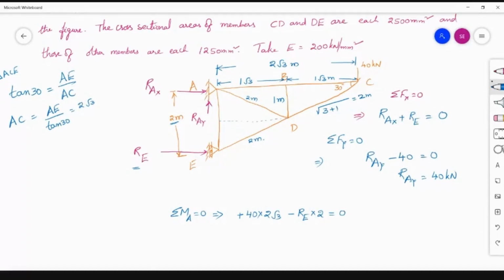So this will give you the value of RE, which is 40 into root 3. Just do the simplification and you will get the value of RE, 69.28. But I will keep it in root 3 only. Why? Because the decimals, everything we'll see at the end.